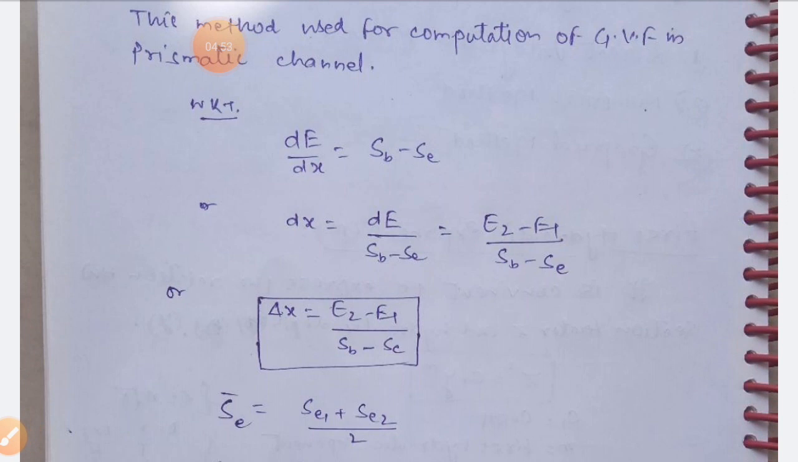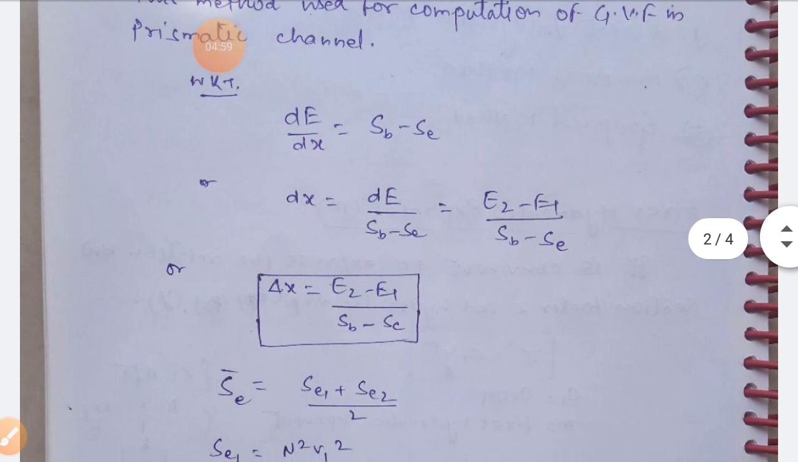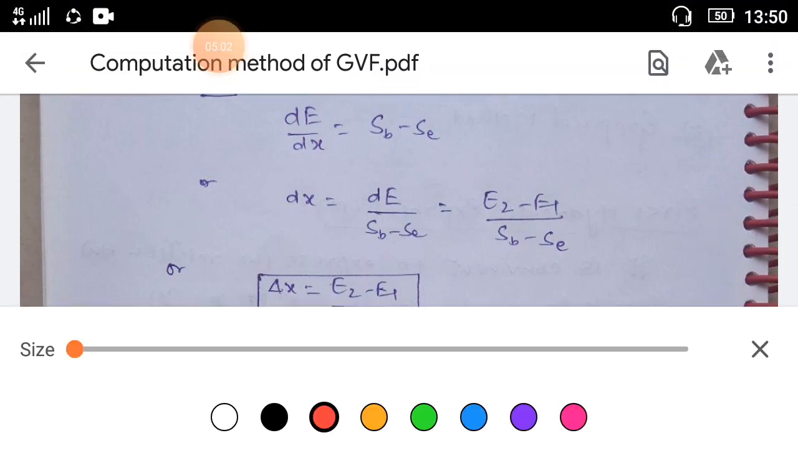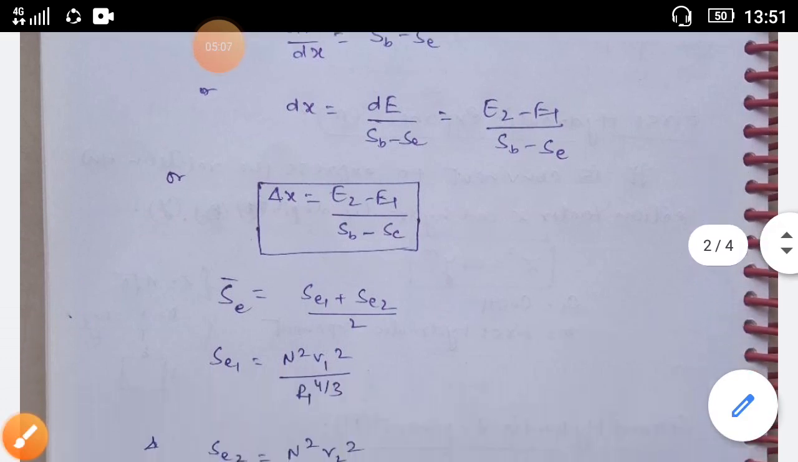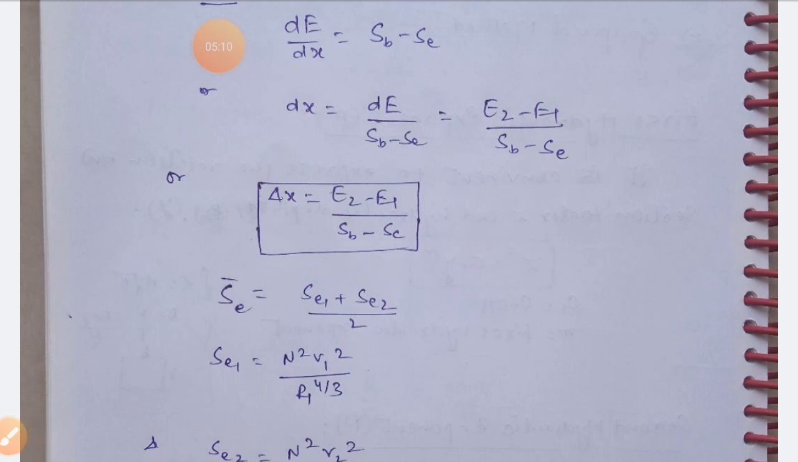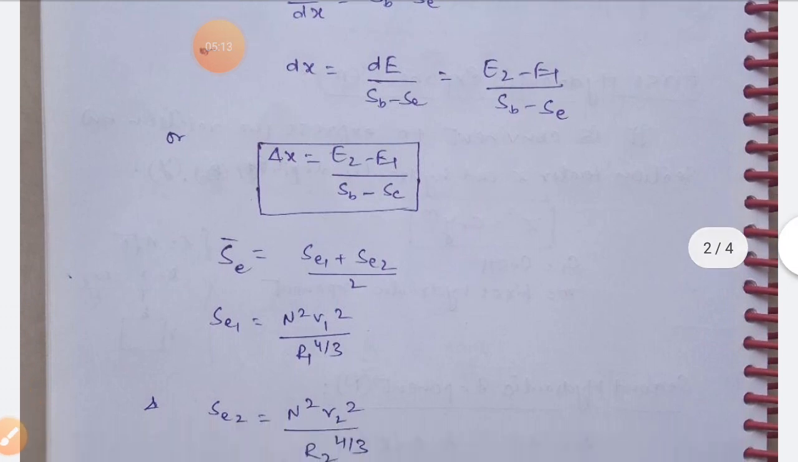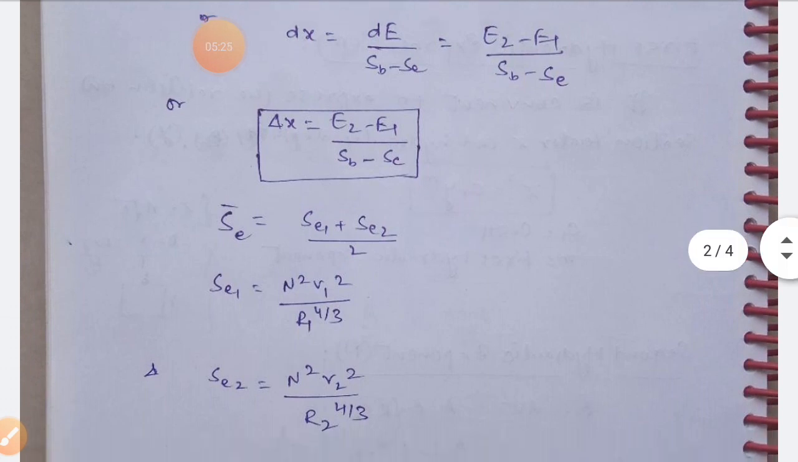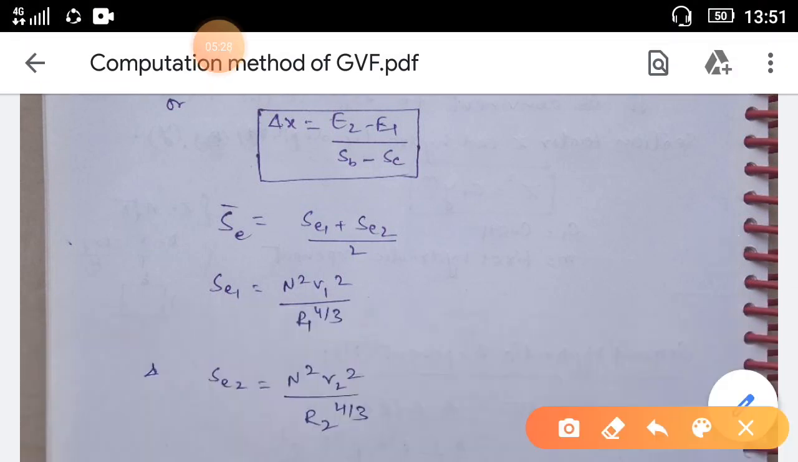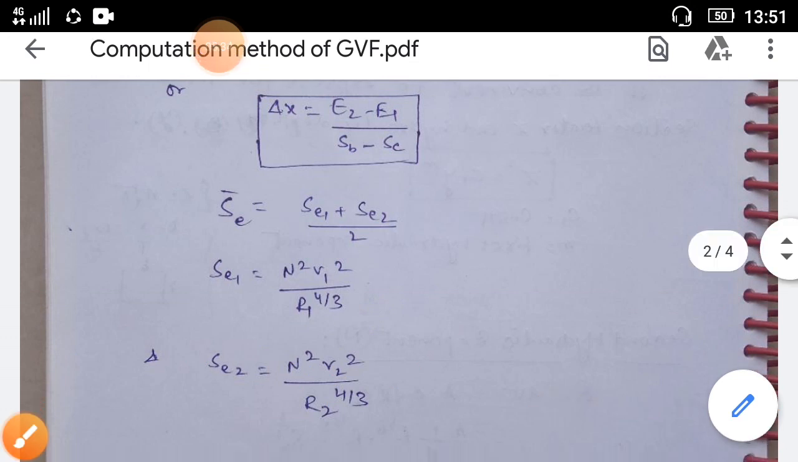In other words, we can write delta x is equal to E2 minus E1 upon S_B minus S_E. If we want to take the average of the energy slope, then S_E bar is equal to S_E1 plus S_E2 upon 2, where S_E1 is equal to n square V1 square upon R1 to the power 4 by 3. We have already seen this previously. Similarly, S_E2 is equal to n square V2 square upon R2 to the power 4 by 3.